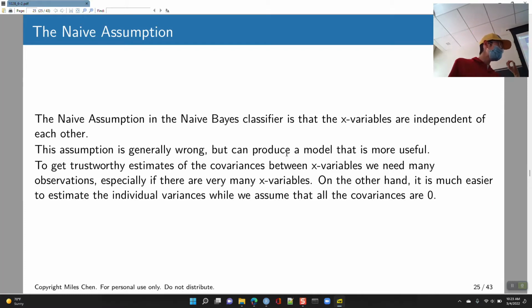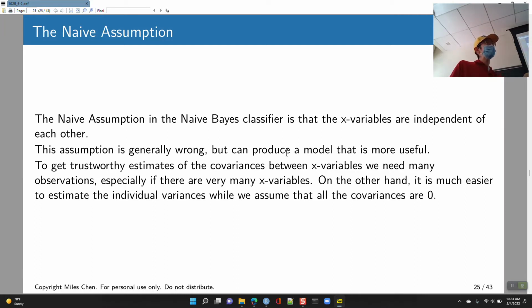So instead, we're just going to make a bad assumption and say everything's 0. That makes our life easier. And we say, well, you know what, there are also limitations to our model, right? So as long as you're aware of your assumptions, whether or not these assumptions are reasonable to make will determine whether you should be using the naive Bayes classifier or not.